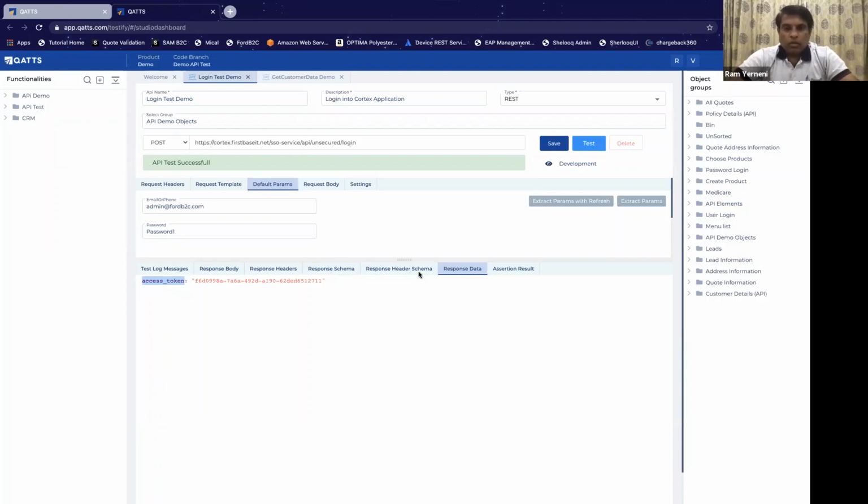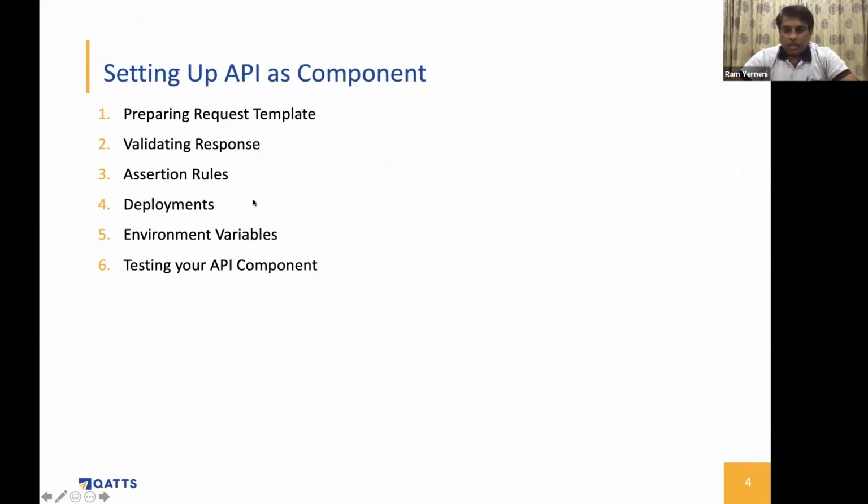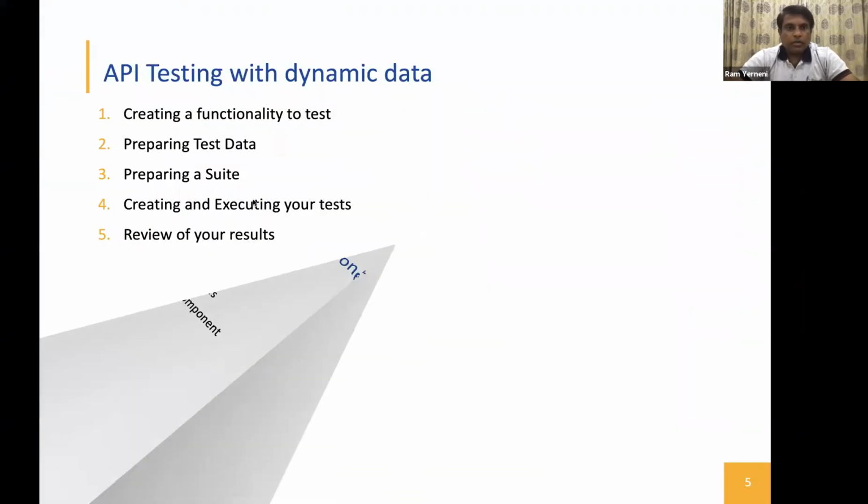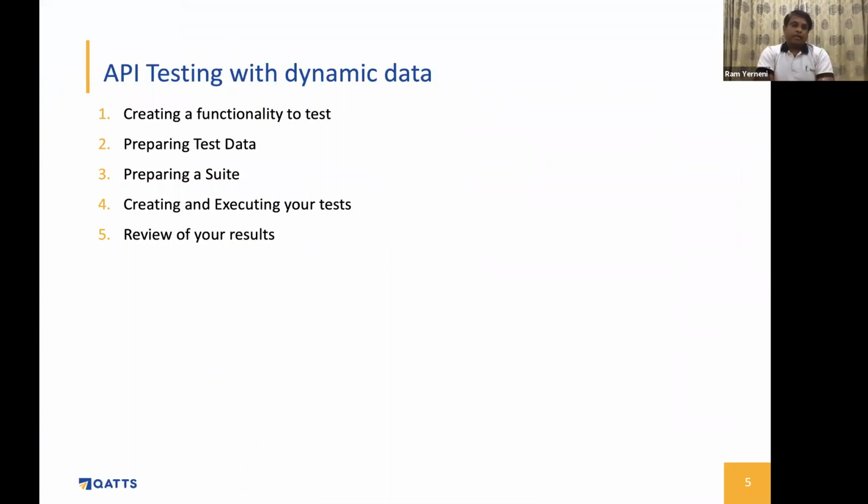Okay. I will go to the next part where we see the API component. Next one is testing with dynamic data, right? I'll show you an example of how we inject some dynamic data. I already prepared some, so we're going to use that, add some test data to it, and then prepare a suite. A suite means the script that you want to execute as part of your test. Then we'll create a test, run it and show you the results.